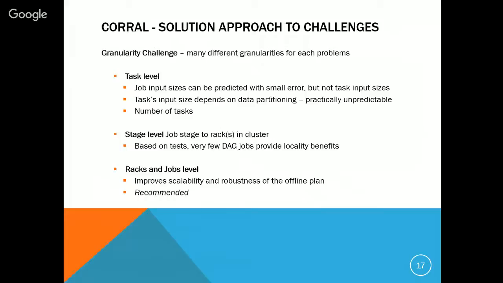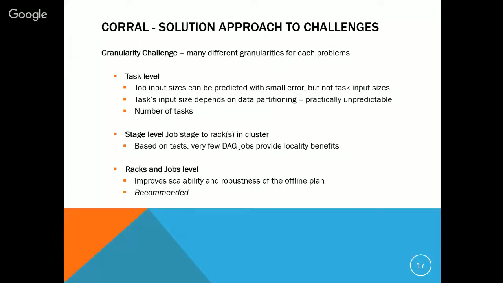So what are we talking about as far as the stage level goes? What if we take this approach? The stage level mainly specifies which rack or racks each stage of a job should use. In a way, we're talking about mapping job stages to racks in a cluster. So based on some tests being done, as shown in this paper, very few DAG jobs provide locality benefits. As we talk about, DAG is directed acyclic graphs.